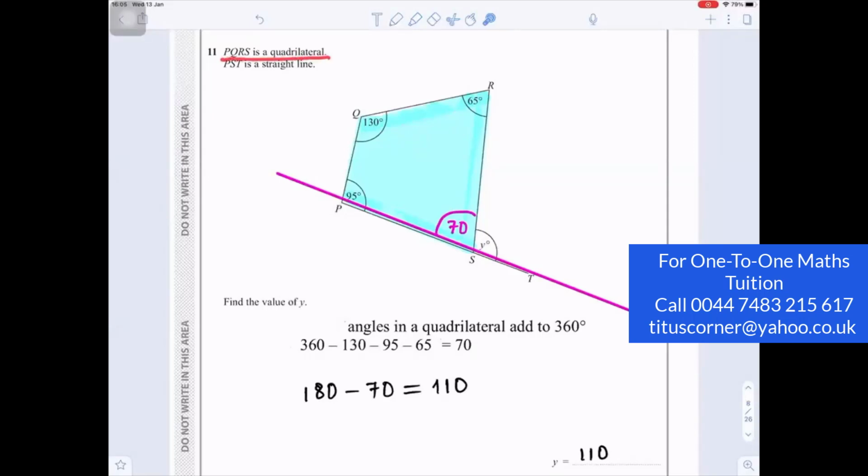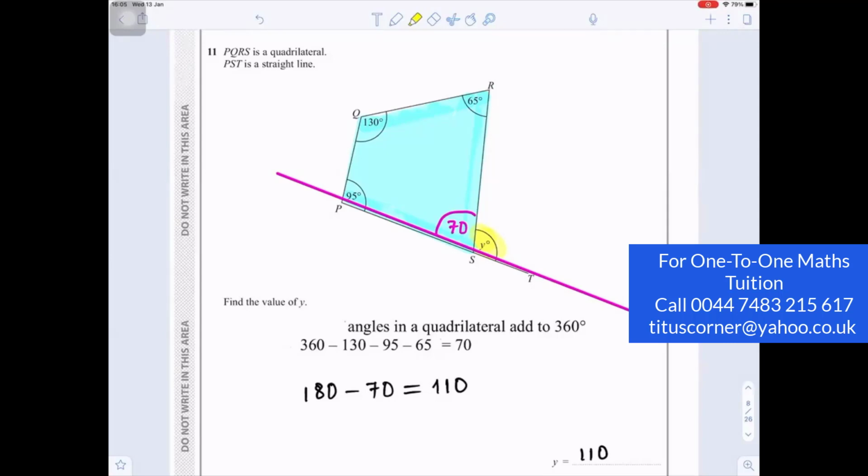P, Q, R, and S is a quadrilateral. PST is a straight line. I represented a straight line in that pink color there. Find the value of Y. Y is this angle there. So we want to find the value of Y. Put it in yellow color there.